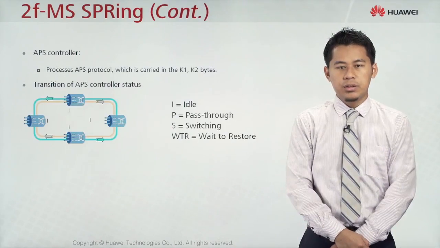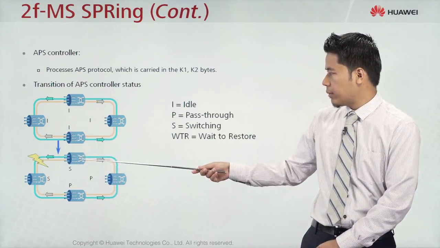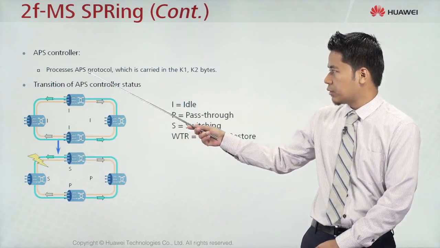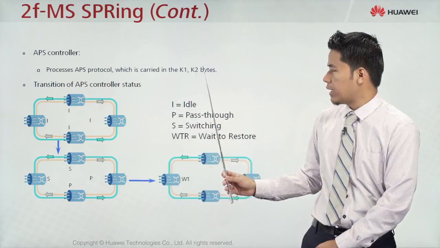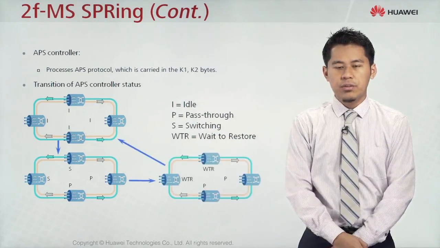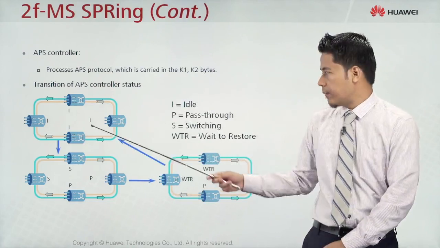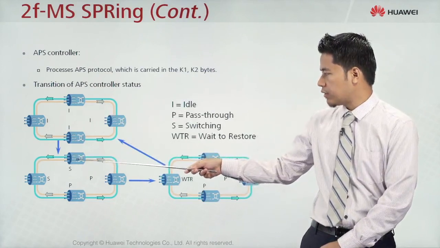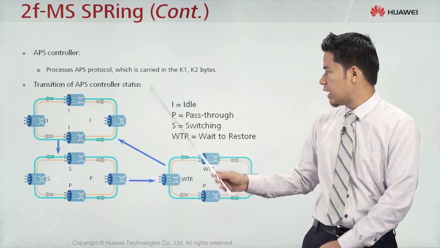So the next one will be the 2-fiber, similar to the previous. But in here, as you can see, we have a fiber cut. And of course, the APS controller will work in the protocol whereby they have K1 and K2 bytes. So in this SDH, of course, the K1 and K2 bytes are used for protection. So here, if you have a fiber cut among them, of course, we'll set a switch here, and this one, we make it P as a pass-through. So this is the idea of it.